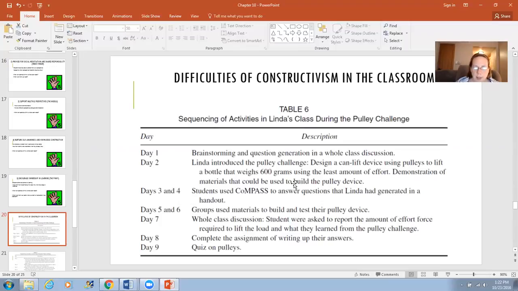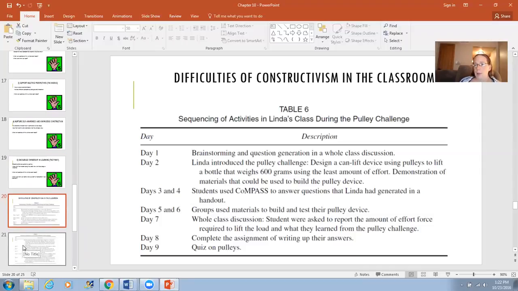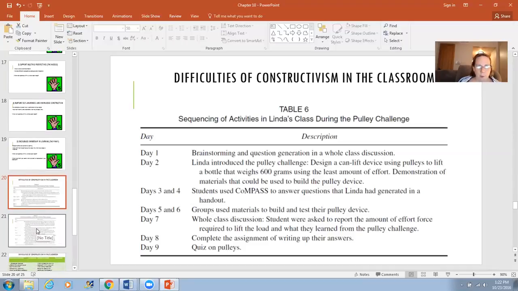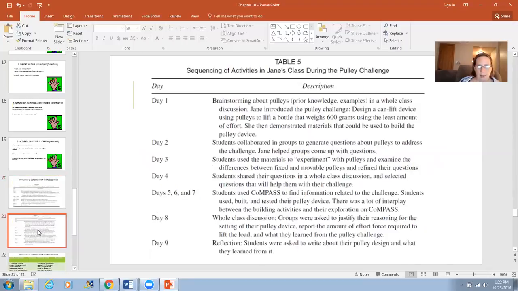Okay, so Compass is a software that was created specifically for this research. On days 5 and 6, student groups used materials to build and test their pulley device. On day 7, there was a whole class discussion. Students were asked to report the amount of effort force required to lift the load and what they learned from the pulley challenge. On day 8, they completed the assignment of writing up their answers. And then on day 9, there was a quiz on pulleys. Okay, so very much sounds like probably some classrooms that we've been in. And this goes to Linda's class. We can now take a look at Jane's class.